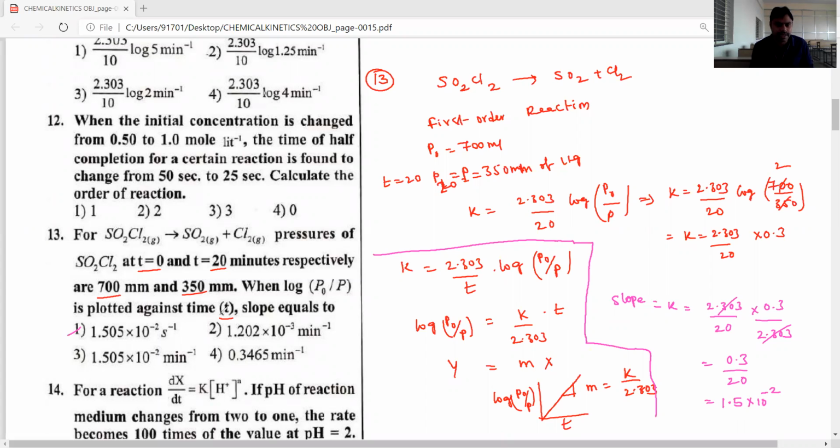See, units: how much time did they give? The time is 20 minutes. Now the answer is 1.5 into 10 to the power of minus 2 minute inverse, which means the third option is correct. See, here units are also very important.